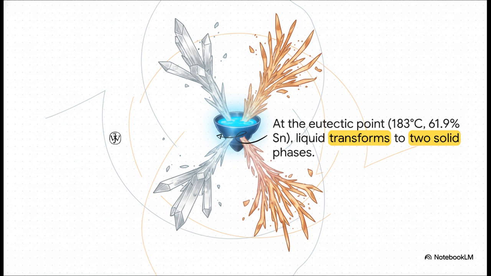And right at this precise spot on the map, something amazing happens. The liquid doesn't just slowly turn into one solid, then another. No, it transforms instantly from a single liquid into a super fine mixture of two solid phases, alpha and beta, all at once. It's a really unique transformation.